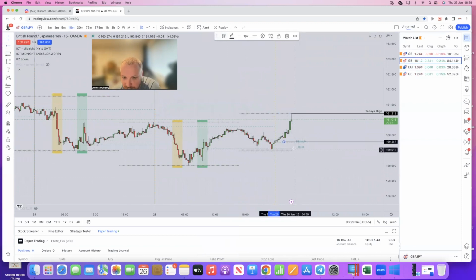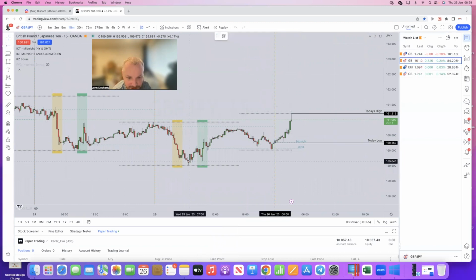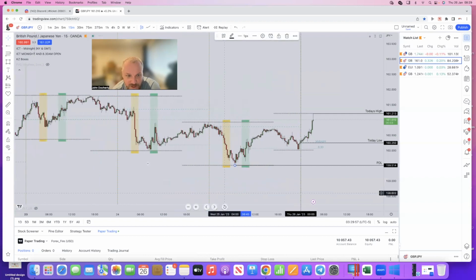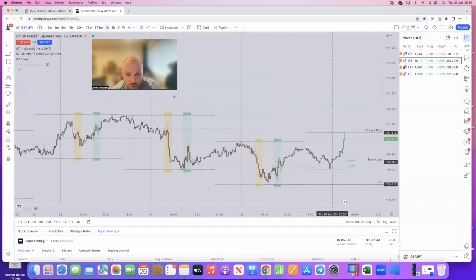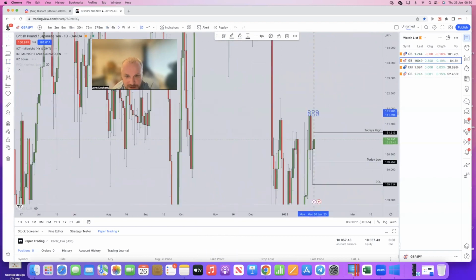Today's low is more or less where the open is. So today's low is at the open. That's today's low. And then again, we've got a PDL, which is the previous day low. Then what we need to do is go back up to the 1 hour. Got buy side liquidity here. Go up to the daily.